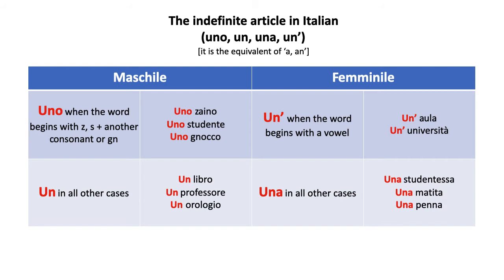Now, if the word is feminine, we look at the right side of the table, femminile, and we have 2 options for the feminine as well. We have un with the apostrophe and una. And how do we decide which one to use? Well, if the word begins with a vowel, meaning A, E, I, O, or U, in that case, we use un with the apostrophe, like un'aula or un'università. And in all other cases, we use una. So these are the rules for the indefinite article.